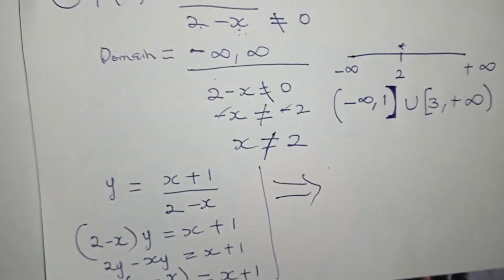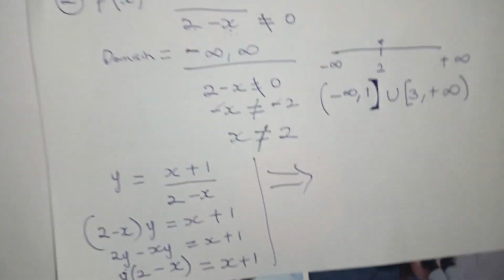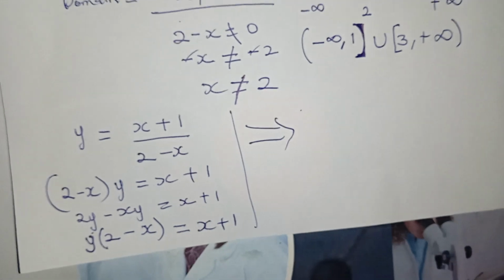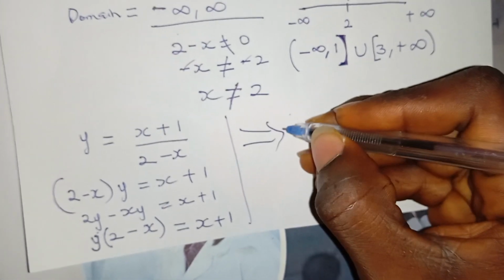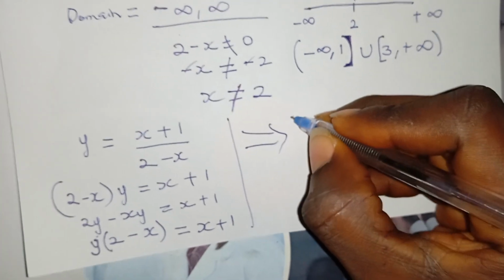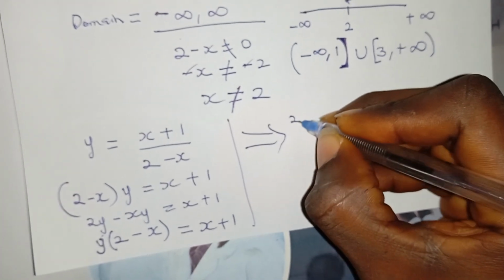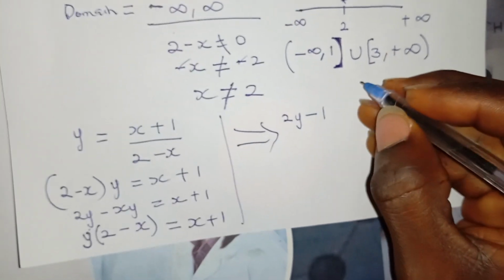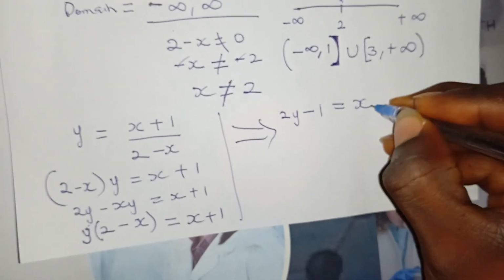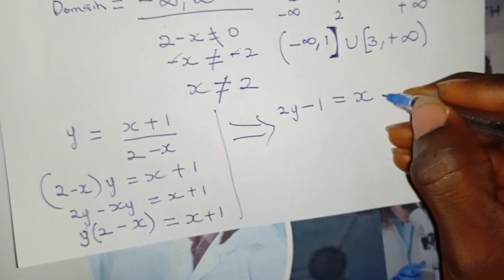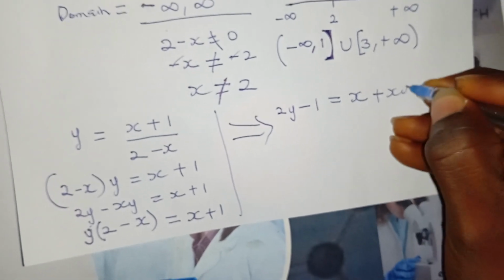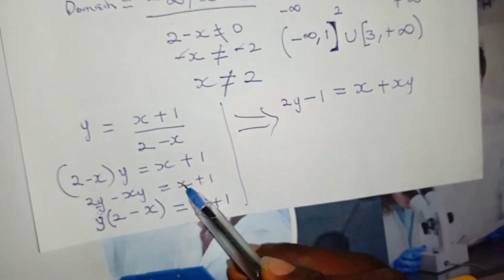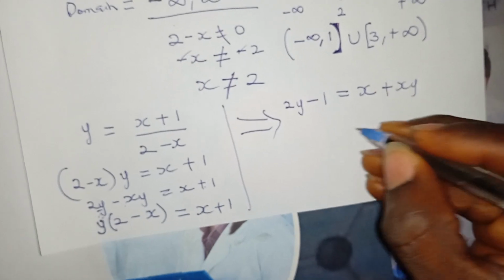Our goal is to make x the subject of the formula. So doing that, I just tried to show you that it can be factored out. So this is y minus 1 then equals x then plus xy. That is, you see, 2y minus 1 crossing this way, then x.